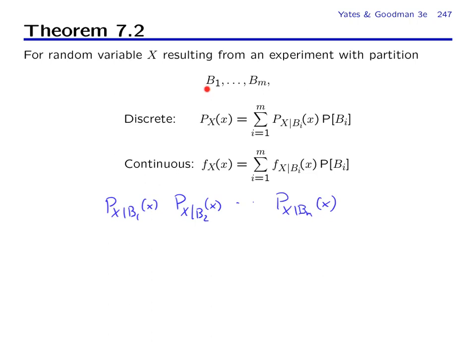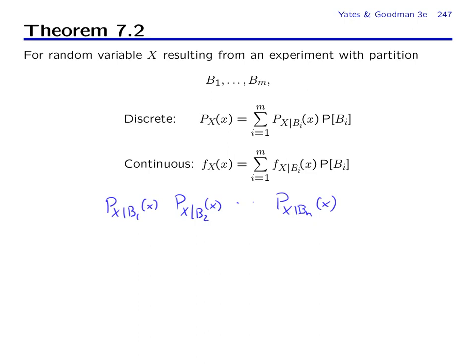And this collection, B1 through Bm, has to form a partition. The idea here is the following, that B1 and B2 and so on describe kind of different modes of operation of a system. Under mode 1, the PMF of x is the conditional PMF of x given B1. And under mode 2, x has PMF given by the conditional PMF of x given B2, and there may be an arbitrary number m of such possible modes and different conditional distributions to describe x.